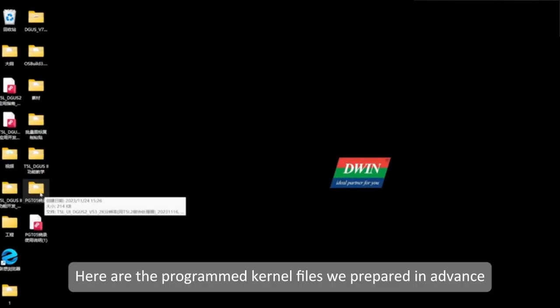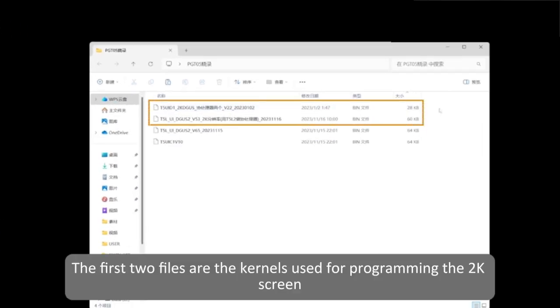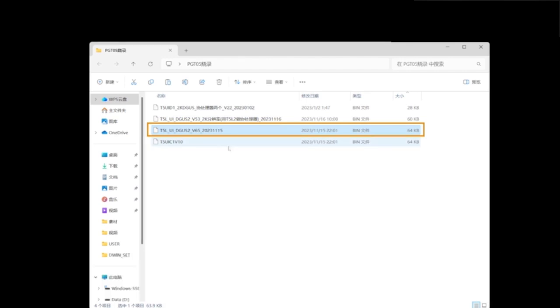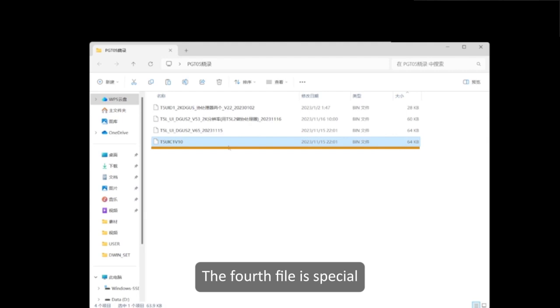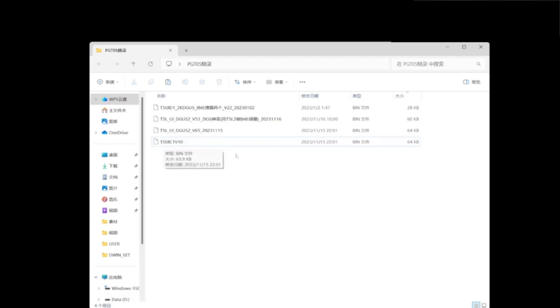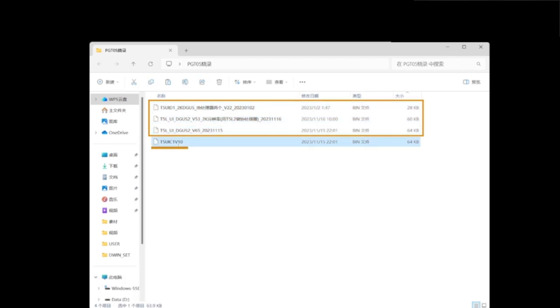Here are the programmed kernel files we prepared in advance. The first two files are the kernels used for programming the 2K screen, and the third file is the kernel used for programming our common standard screen. The fourth file is special. Since the PGT05 burner needs to identify the kernel program named starting with T5UIC, we need to uniformly change the names of the first three kernels to T5UIC1v10.